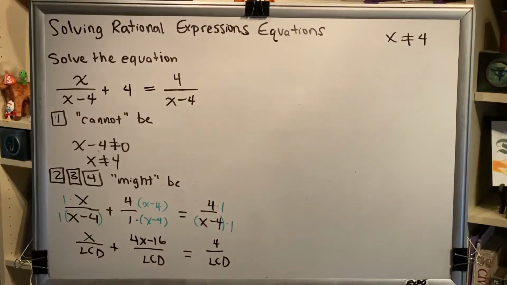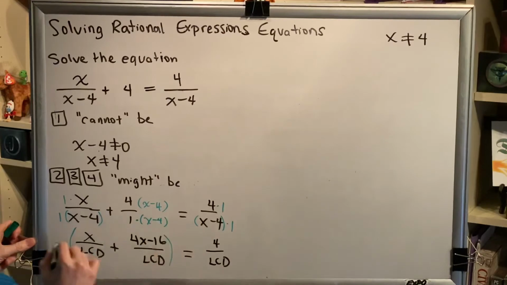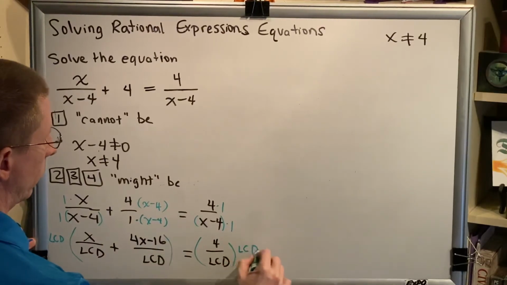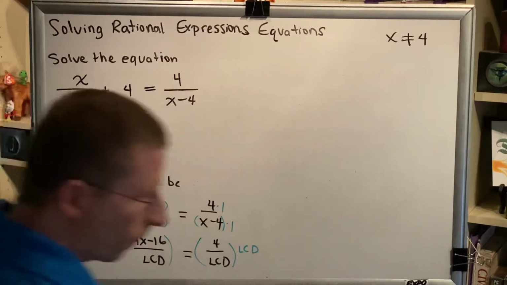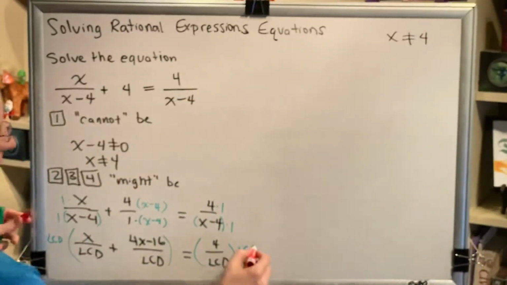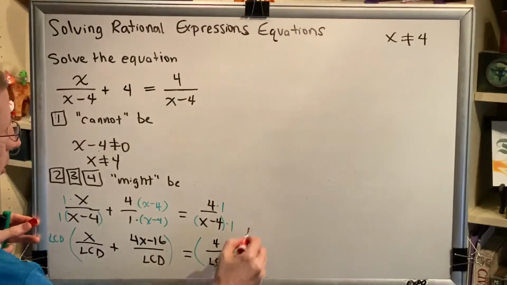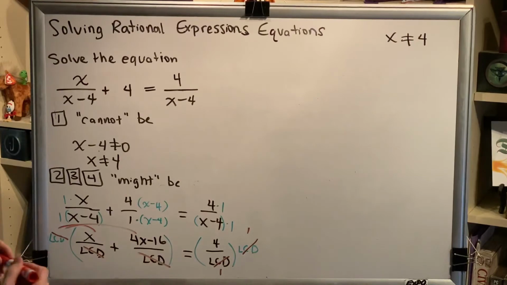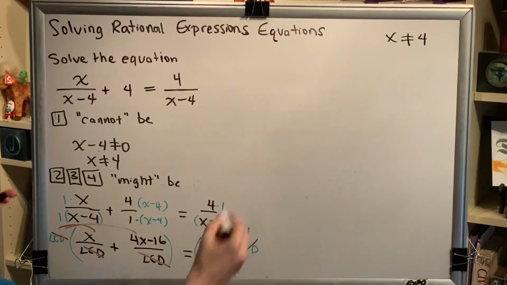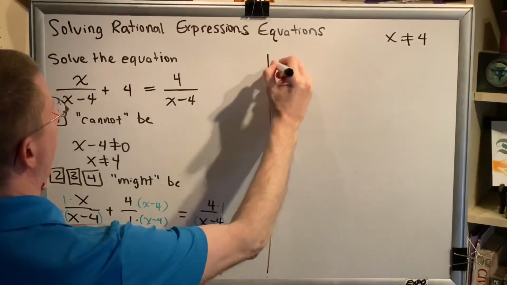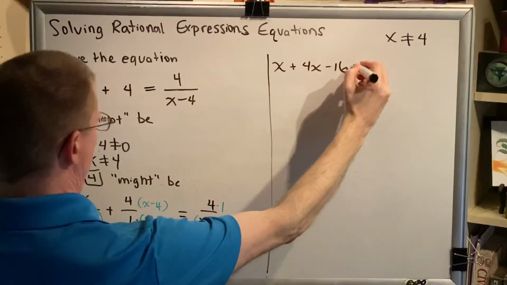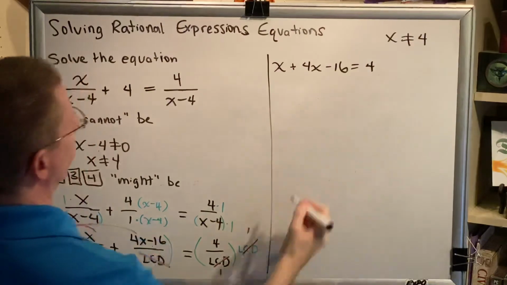Now, multiply both sides by the LCD. Well, this LCD is going to cancel with this one. They both turn into a 1. This is going to distribute to both fractions and therefore cancel both of these, leaving me only with my numerators. So now I'm going to have x plus 4x minus 16 equals 4.